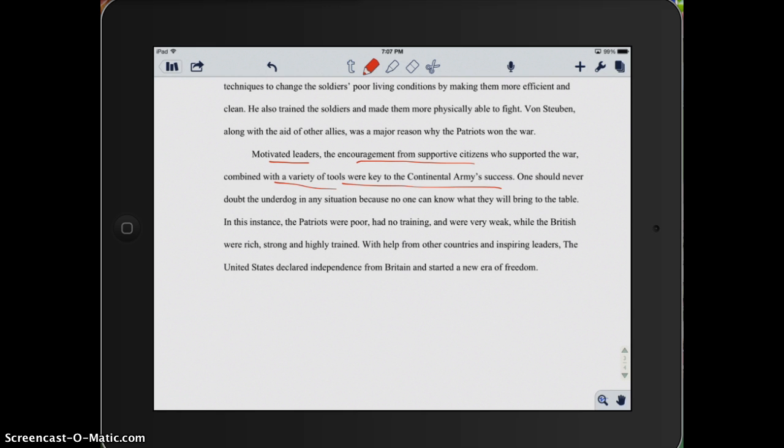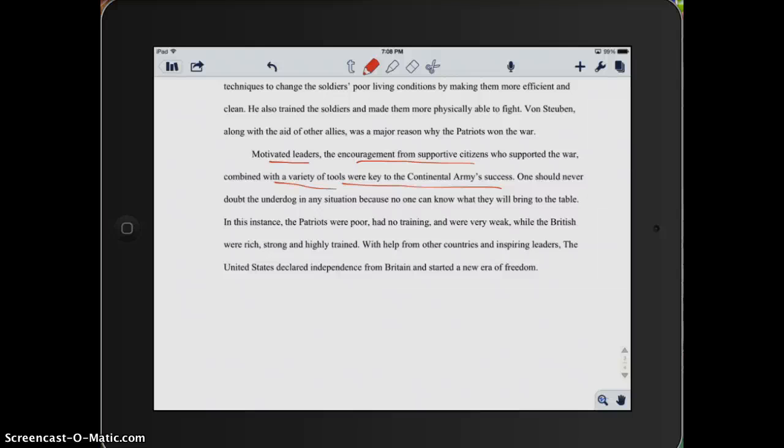Let's see if they have the so what, if they made us smarter. One should never doubt the underdog in any situation because no one can know what they will bring to the table. In this instance, the Patriots were poor, had no training, and were very weak, while the British were rich, strong, and highly trained. With help from other countries and inspiring leaders, the United States declared independence from Britain and started a new era of freedom.